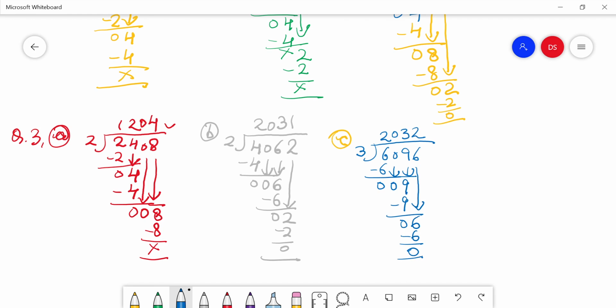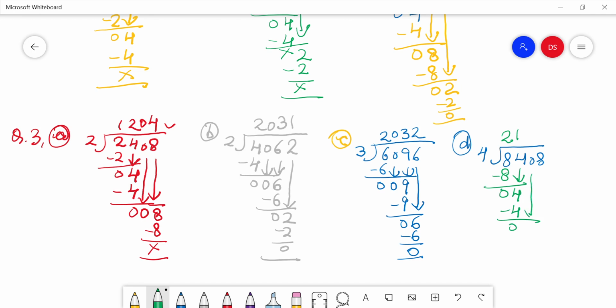Now we have D part of this question. Question number 3, the D part is 8408 divided by 4. 4 2s are 8. 8 minus 8 is 0. Next number is 4. 4 1s are 4. This is 0. Next digit is 0. We will write 0 in the quotient place. Last number is 8. 4 2s are 8. 8 minus 8 is 0.